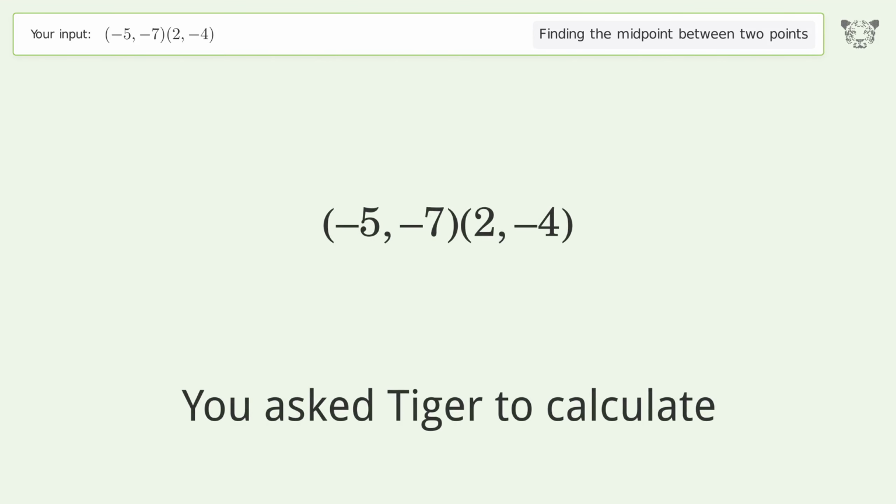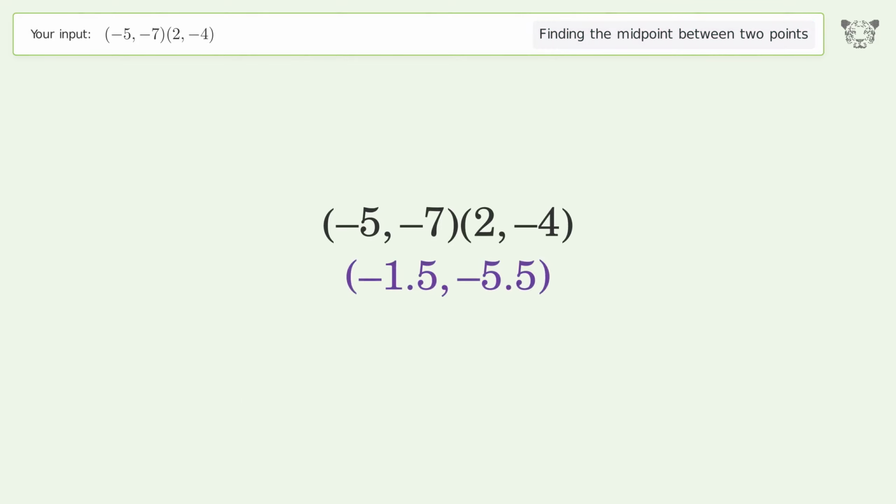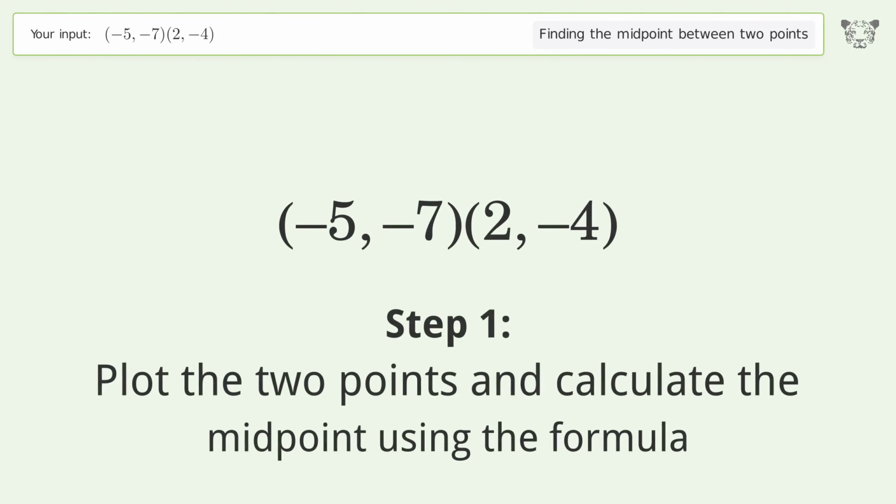You ask Tiger to calculate. This deals with finding the midpoint between 2 points. The midpoint between the 2 points is -1.5, -5.5. Let's solve it step by step. Plot the 2 points and calculate the midpoint using the formula.